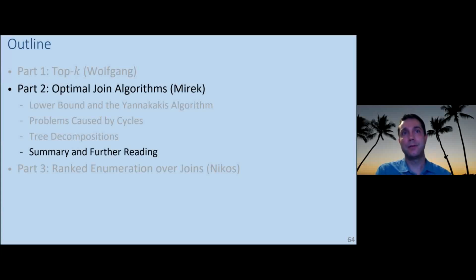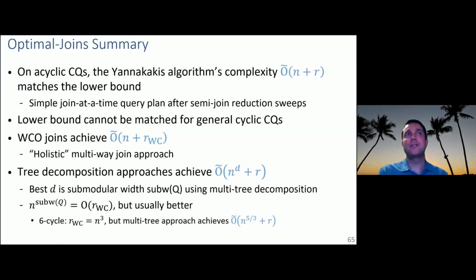To summarize and to take a look beyond this part of the tutorial, essentially on acyclic conjunctive queries, the Yannakakis algorithm achieves the lower bound of input size plus output size in terms of running time complexity. And it does so with a simple one join at a time query plan. So it doesn't need anything fancy. It only needed these semi-join reductions to eliminate dangling tuples. Unfortunately, for general conjunctive queries, this lower bound cannot be matched. Worst case optimal joins achieve something that looks similar, but it is determined by the worst case output size of the join. And it also requires a more holistic multi-way join approach. So we cannot hope to achieve these worst case optimality guarantees by using binary join plans.